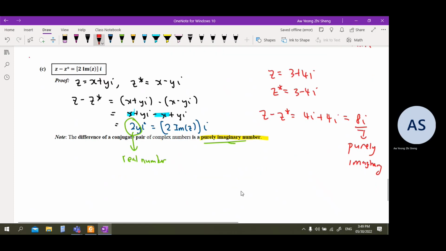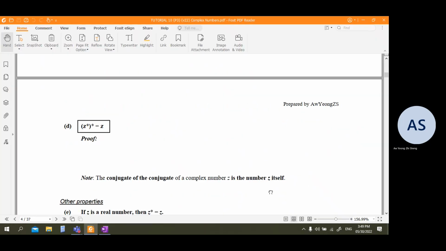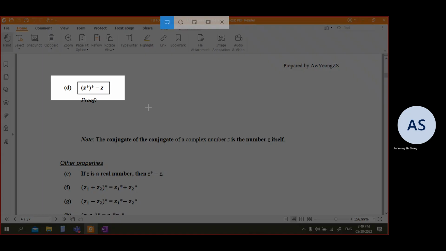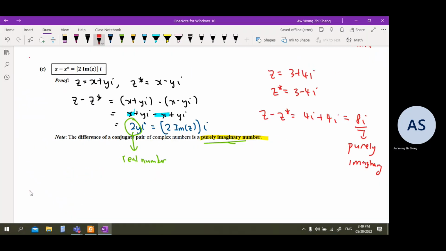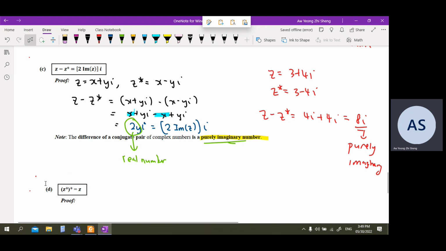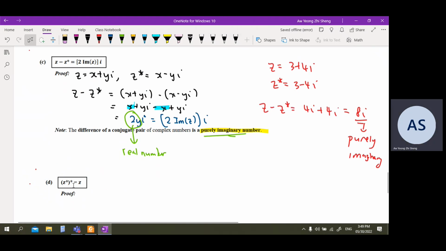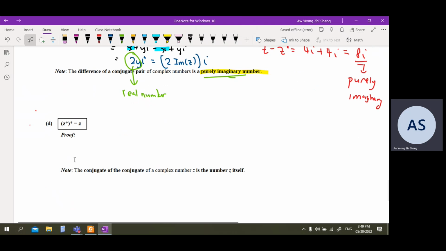Next, moving to page number 4. Property D tells us that when you have z star and you take the conjugate of it, z star with a star at the outside, in other words, conjugate of a conjugate. So the note here says the conjugate of the conjugate of the complex number z is z itself. In other words, when you have a double star, the double star will just cancel.